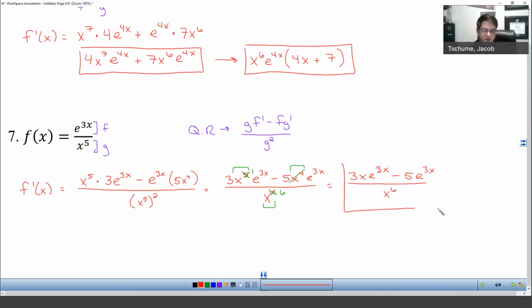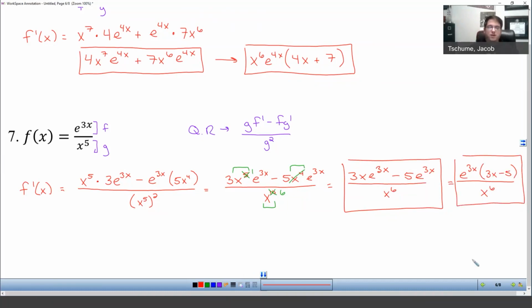And while this is a perfectly acceptable answer, the only other thing you might see some people do is, since both terms share an e in common, I could factor the e to the 3x out and leave a 3x minus 5 on top. Just in case they want you to put it in the fully factored form, you would have to do one extra step. I don't think you have to, but just in case, that's there for you to refer back to when you're doing your homework and such.